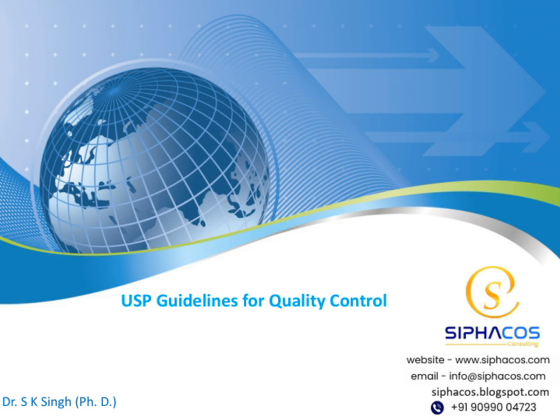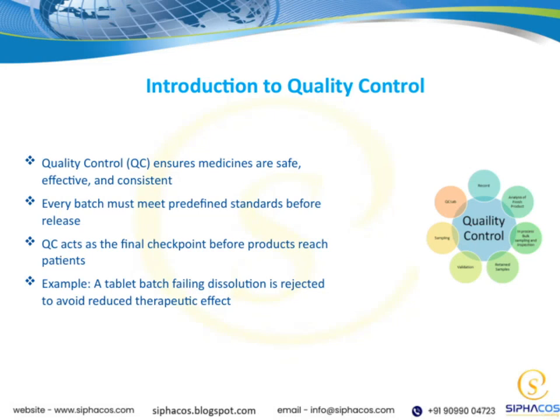Let's get started. Let's talk about introduction to quality control. Quality control, or QC, is a crucial part of our process because it ensures that medicines are safe, effective, and consistent. Every batch of medicine we produce must meet specific standards that we've set beforehand, and these standards are non-negotiable. Think of QC as the final checkpoint before the products reach patients. It's where we double-check that everything is up to par.